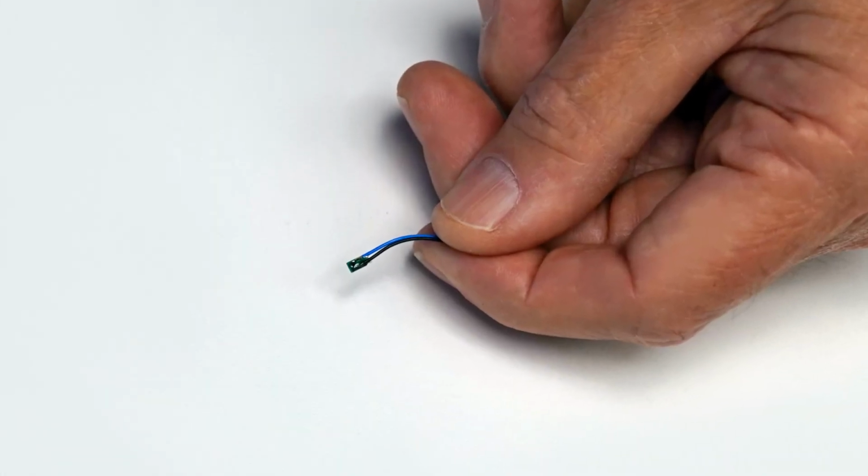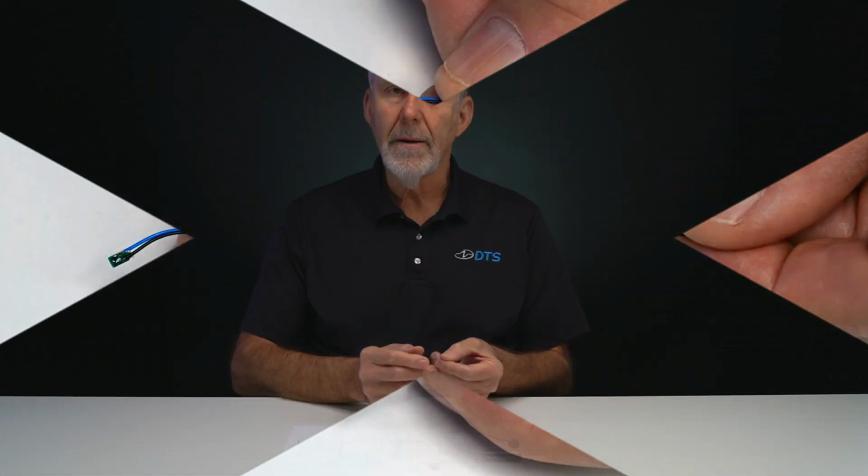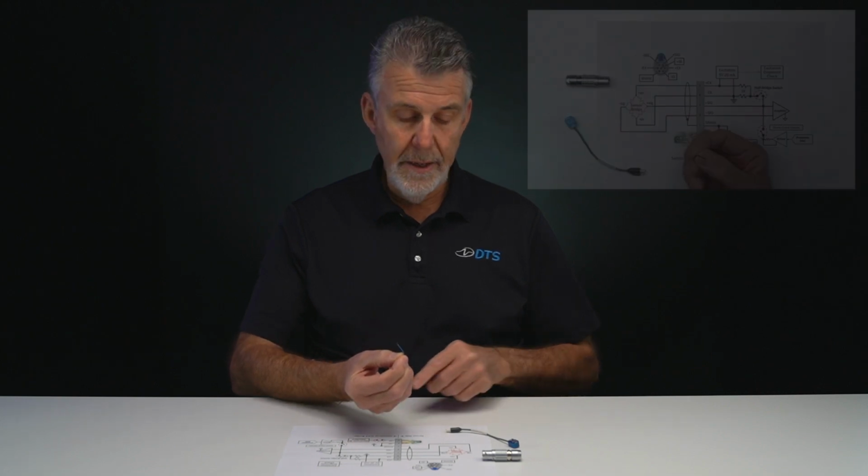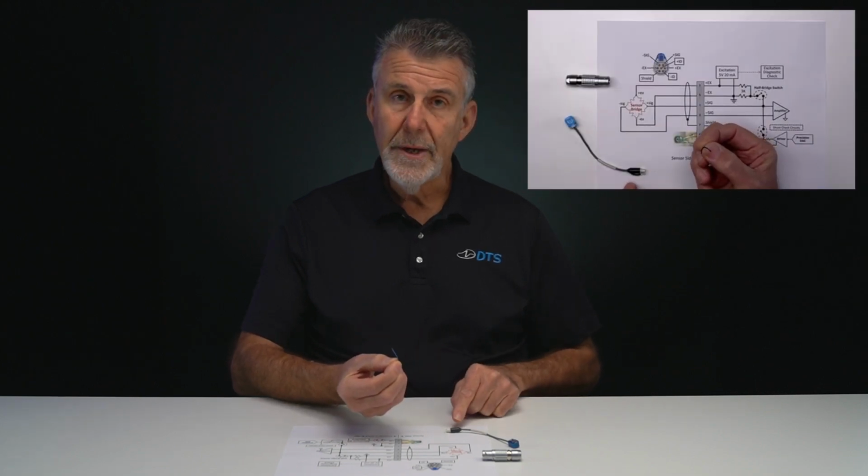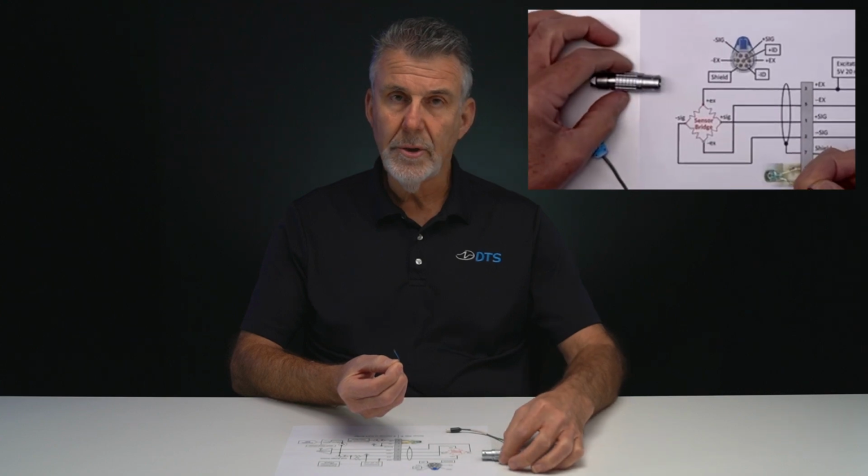A Sensor ID chip is a tiny integrated circuit that is only about 2 millimeters across, and it has two wires, a blue and a black wire. This ID chip can be installed inside every connector from the tiniest all the way up to some of the larger LEMO style connectors.